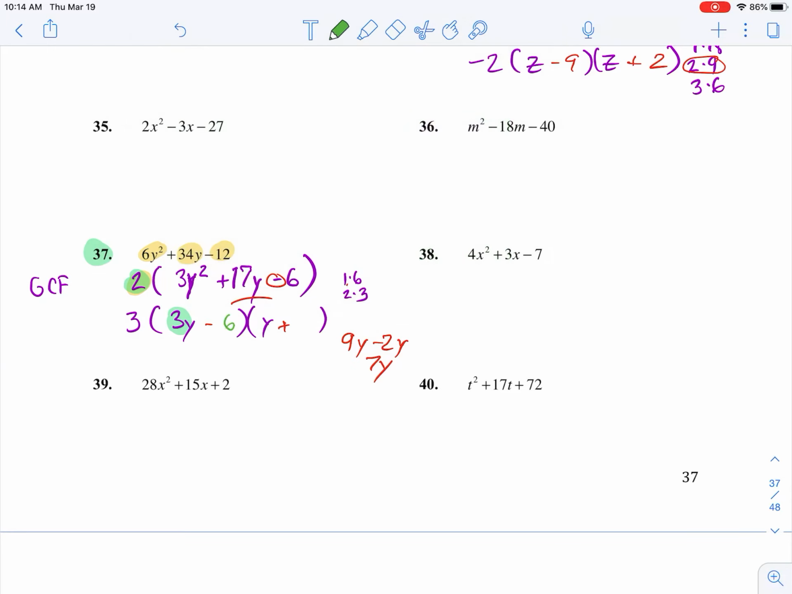By the same token, I know that I can't possibly have 6 here. Why not? Because again, 3 and 6 would have a common factor. So I know that the 6 has to be here and the 1 has to be here, but also I can confirm that because the outside plus the inside gives me that middle term.